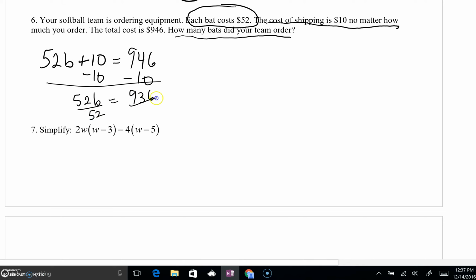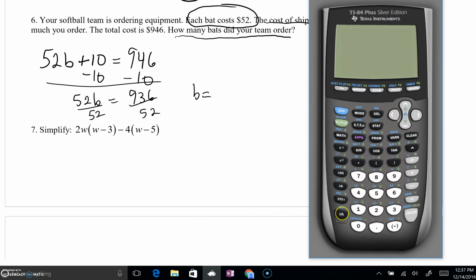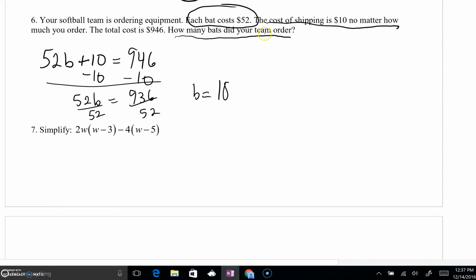Divide by 52, and let's see where we're going here. You could pretty quickly get 936 divided by 52, and you can see that the team ordered 18 bats. So not so bad of a problem. Take a look at number 7.